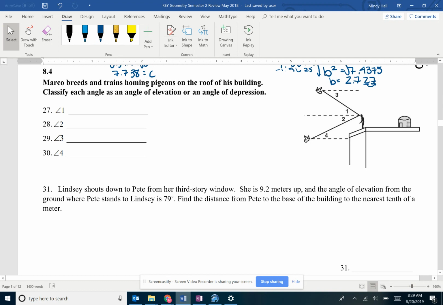So the next part, I would say the easy part, is angles of elevation and depression. Remember, when you're doing it, it's always based off of that horizontal line. So angle 1 from this horizontal line goes up, so it is an elevation.